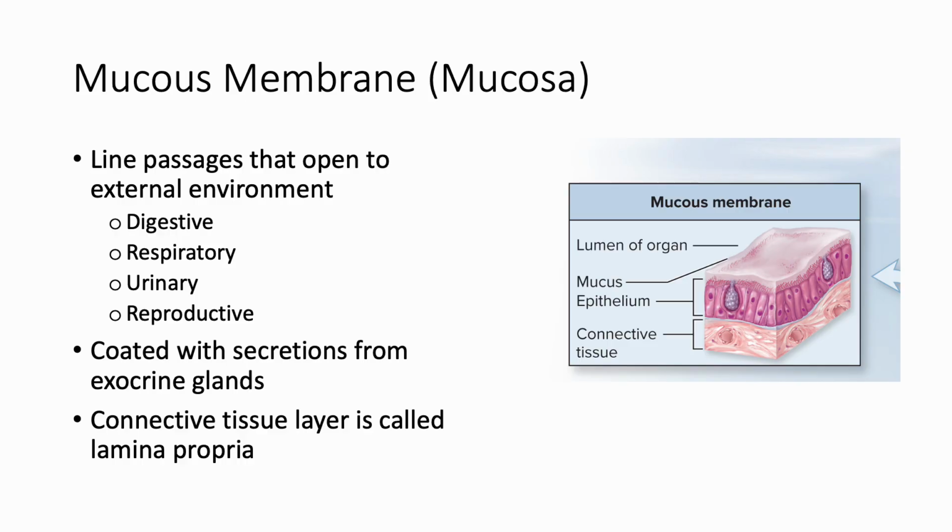So you can see from the figure at the right, there's the lumen of the organ, and then the layer that's at the lumen would be the epithelium. Notice that there's a mucus layer that's secreted by those exocrine glands, and then below or connected to the epithelium is the lamina propria, or that connective tissue layer.